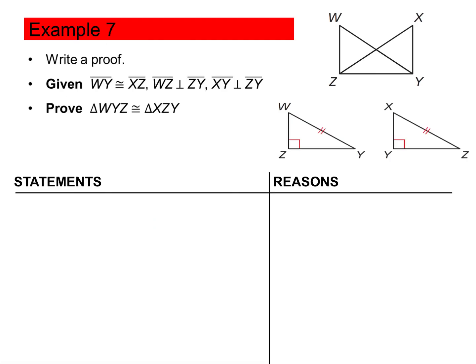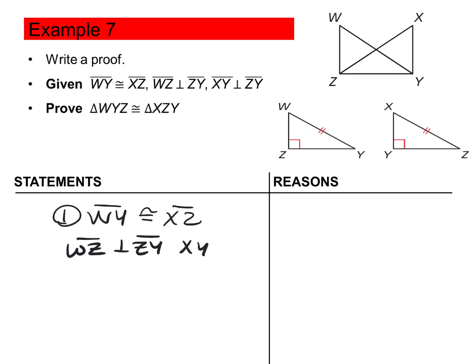We have one more example. It's a proof. Again, don't forget your given, and you were given quite a bit of information here. So let me go ahead and fill it all in. WY is congruent to XZ, and WZ is perpendicular to ZY, and XY is also perpendicular to ZY. Those perpendicular lines are what's enabling me to add in the right angles here. And then I've also added in the congruency mark on WY and XZ.